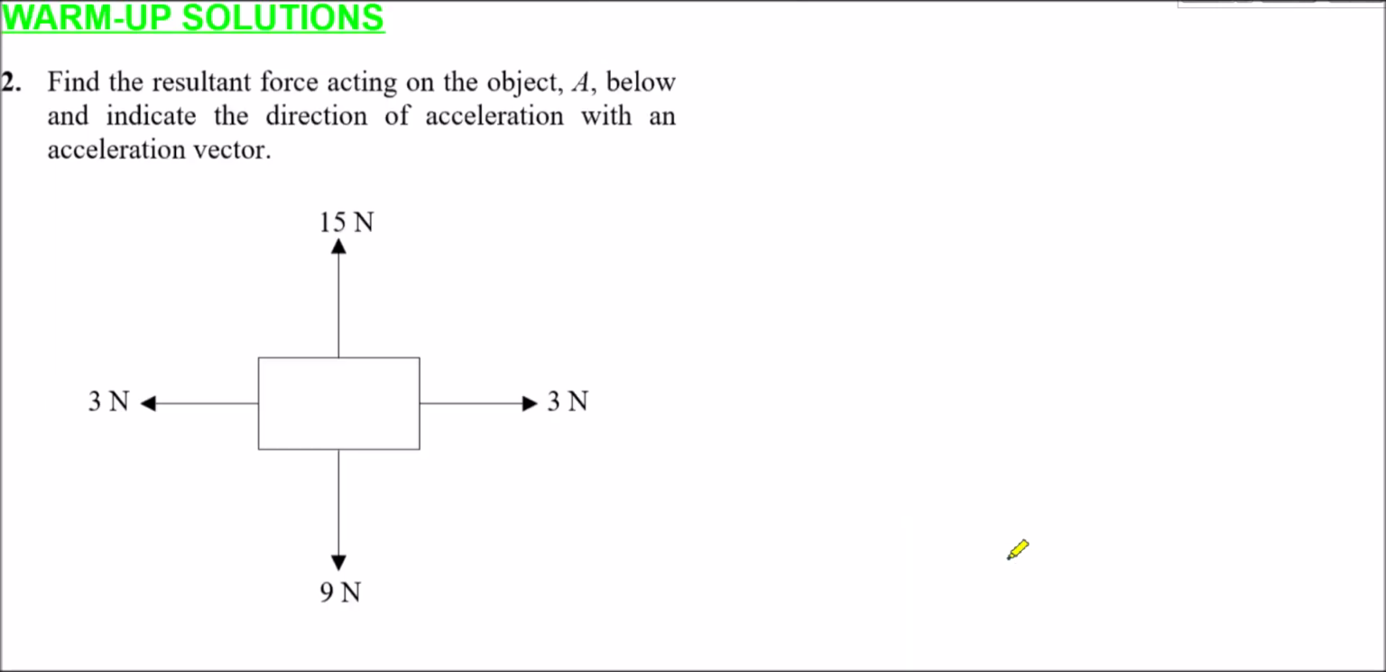So number 2, find the resultant force acting on this object A below and indicate the direction of acceleration with an acceleration vector. So let's consider now forces going horizontally. What's the sum of the forces horizontally? Well, we've got 3 to the left and 3 to the right, so it's going to cancel. So there's no force in the horizontal direction.